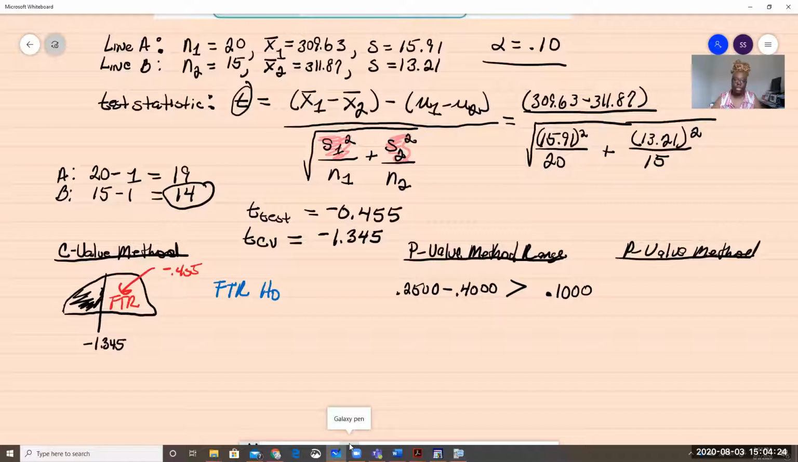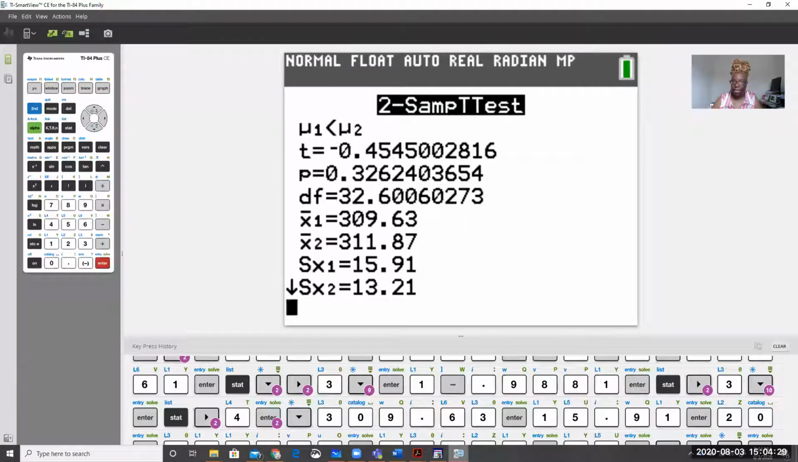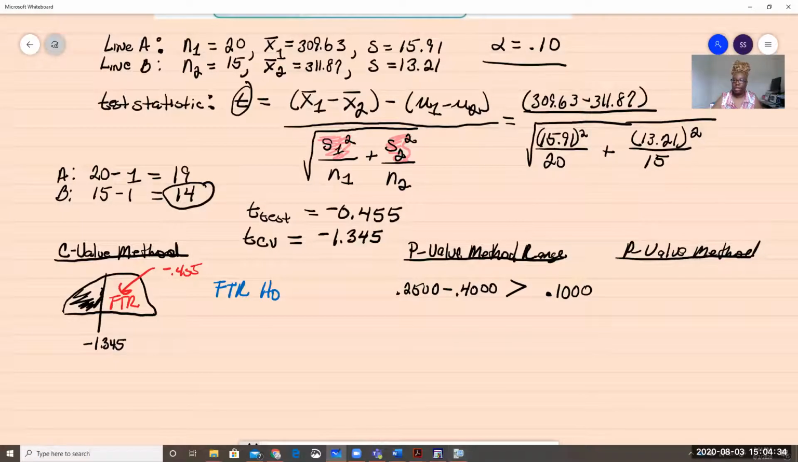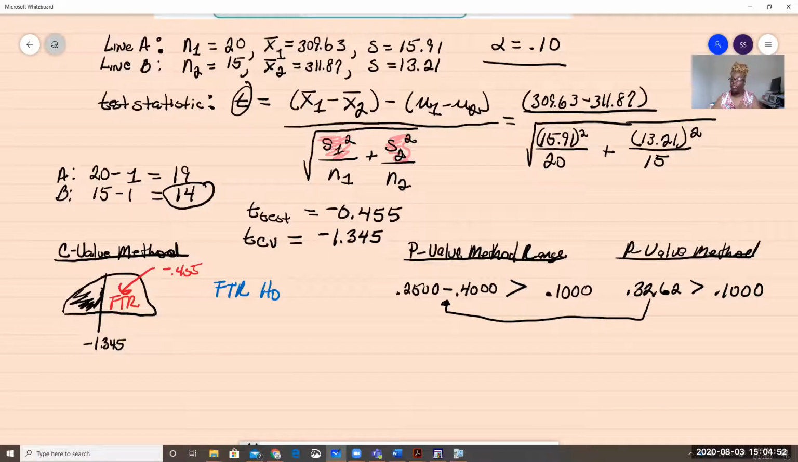If you wanted to know an exact p-value, we got that in our calculator. The exact p-value is 0.3262. And again, that is greater than 0.1000. As you can see, 0.3262 is in between 0.2500 and 0.4000. So you have the critical value method, the p-value method, and the p-value range method, so either way your instructor asks you.